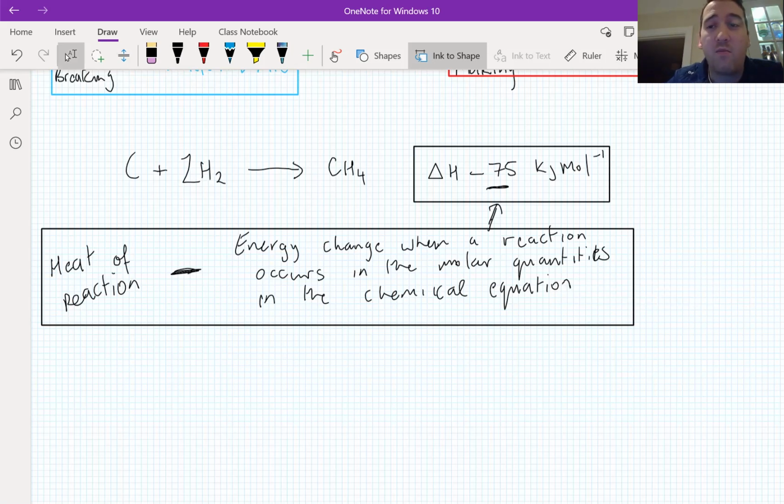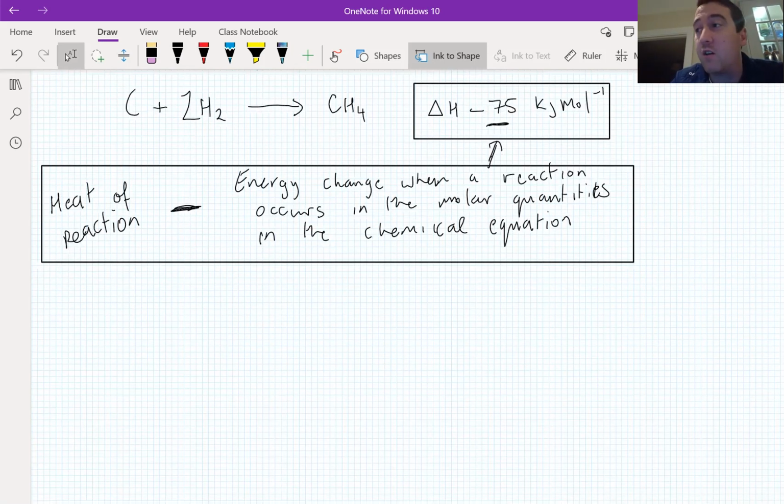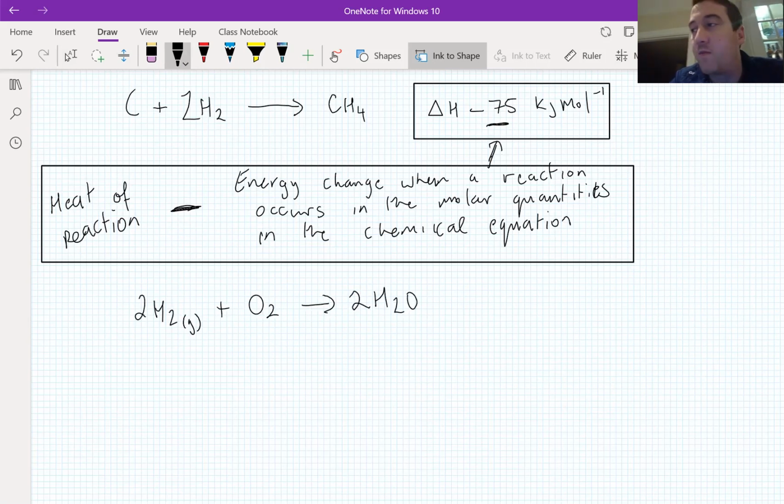Let's just have a very brief look at another heat of reaction. We could have 2H2. So if we take hydrogen gas and react it with O2, and the reaction happens to make 2H2O. Well, again, a delta H value for this has been measured, and the heat of reaction for this particular reaction has been found to be minus 576 kilojoules per mole.